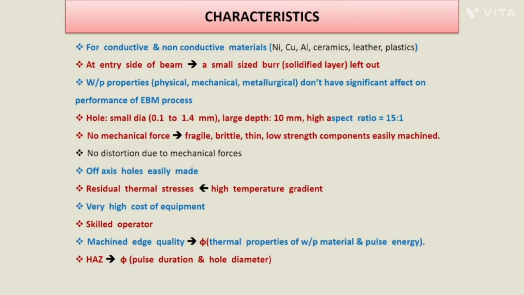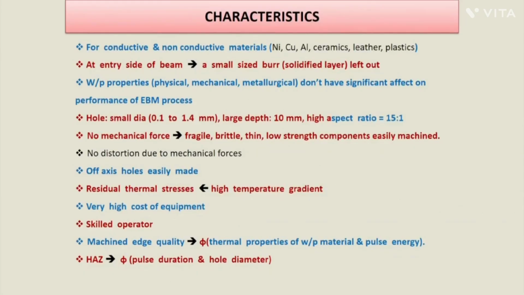Now, electron beam machining process characteristics. It can be used for conducting as well as non-conducting materials like nickel, copper, aluminum, ceramics, leather, plastics. So any kind of material can be machined by this process.